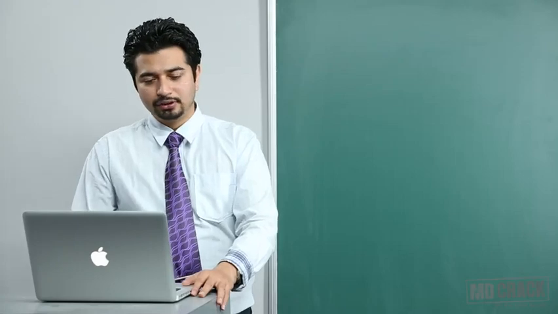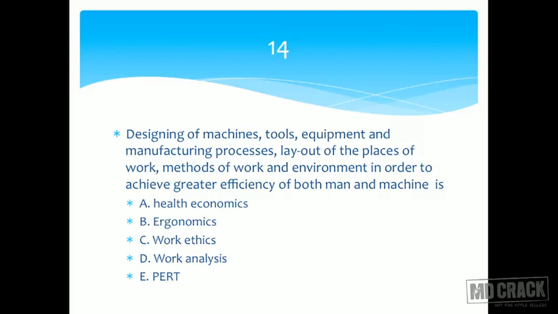The next question is: designing of machines, tools, equipment and manufacturing process, layout of the places of work, methods of work and environment in order to achieve greater efficiency of both man and machine is called, indeed, ergonomics. Again, you would find this in the definitions part that we covered. This, what I just described, is exactly what ergonomics is. Designing machines to make man's life comfortable and adjusting man to the environment that he has. So adapting the whole environment so that greater productivity is achieved is ergonomics.